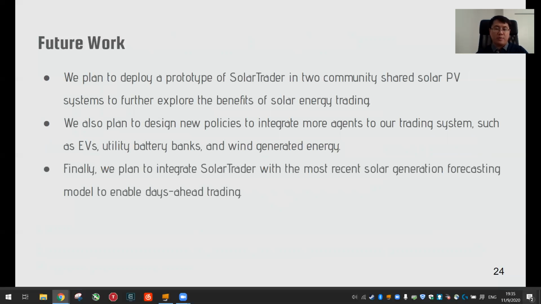We also have multiple things we want to do in the future. We plan to deploy a prototype of SolarTrader into community solar sharing systems to further explore the benefits of solar energy trading. We also plan to design new policies to integrate more different kinds of agents into our trading system, such as EVs, utility batteries, and wind farms. We also plan to integrate SolarTrader with the most recent solar generation forecasting models to enable day-ahead trading.